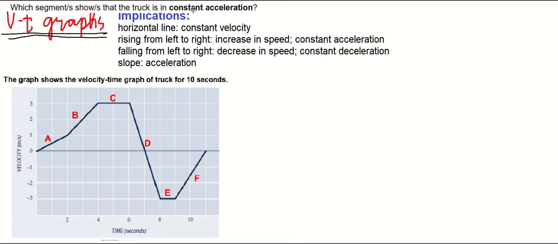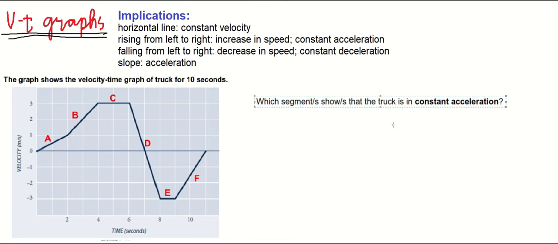So first question, we have here which segment or segments show the truck is in constant acceleration. From the trends here, we have constant acceleration if we have a graph rising from left to right. So all we have to do is to identify the graphs that are steadily rising from left to right for us to say that it has a constant acceleration.